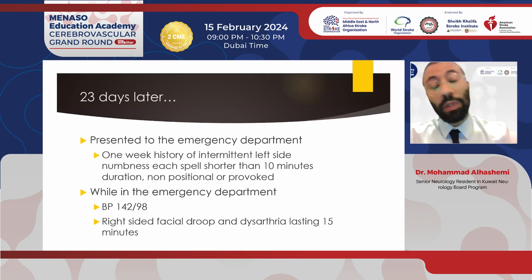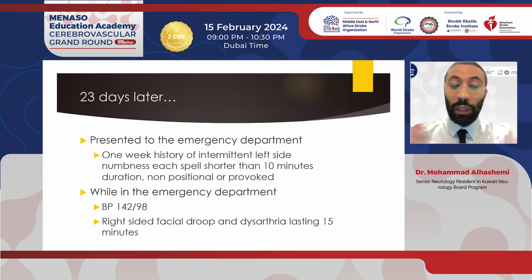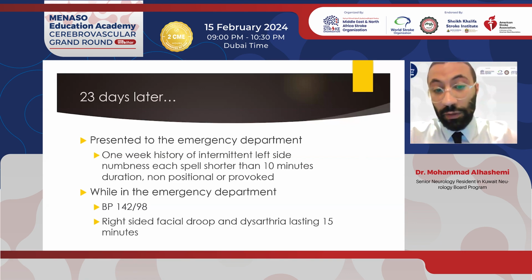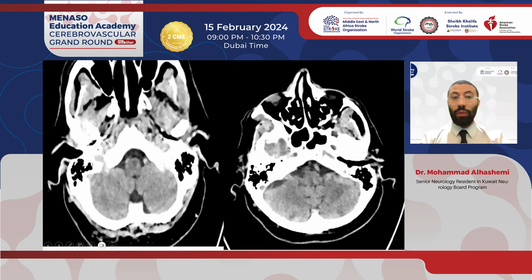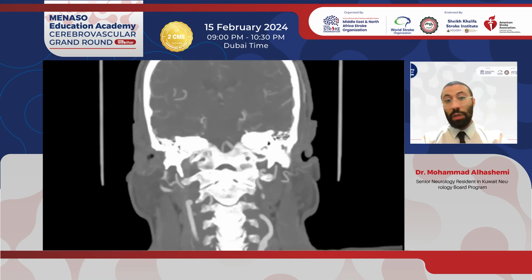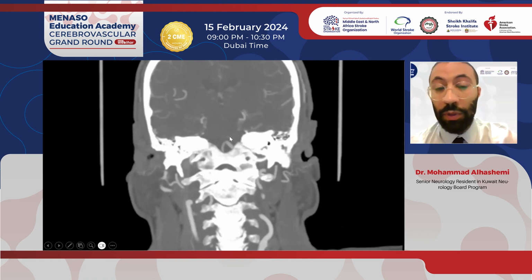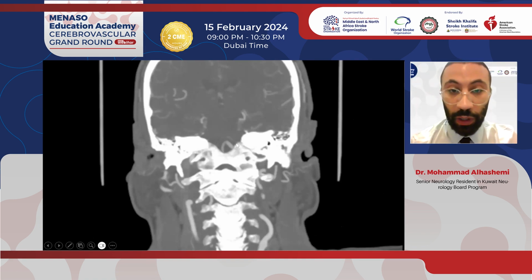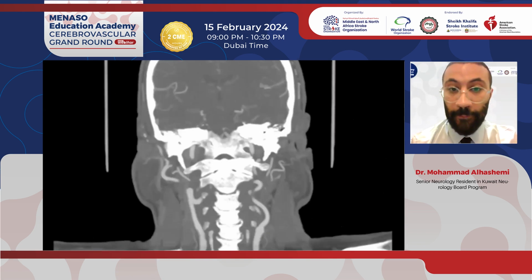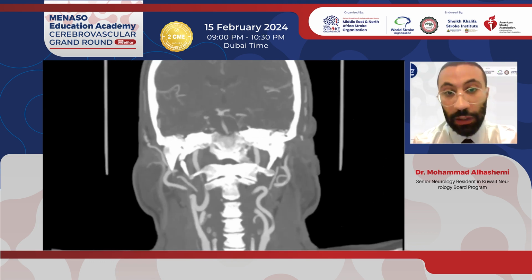While in the emergency department, the patient had his blood pressure elevated, around 140/98, and the patient also developed, while he was in the emergency, right-sided facial droop alongside dysarthria, lasting for around 10 minutes. A CT scan was also done at that time. This is the same imaging modality that I was referring to earlier on, and we can still see the proximal basilar stenosis. Here, I'll just have my pointer at it.